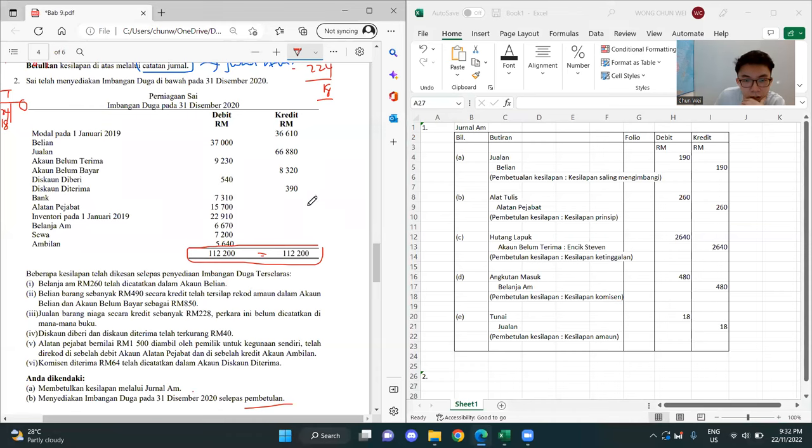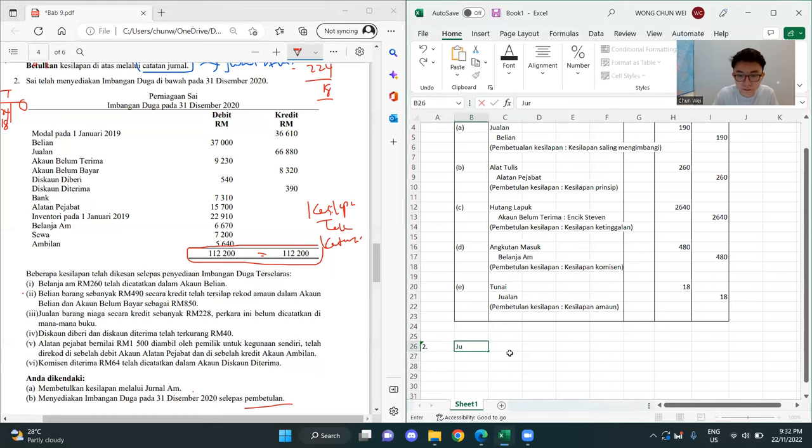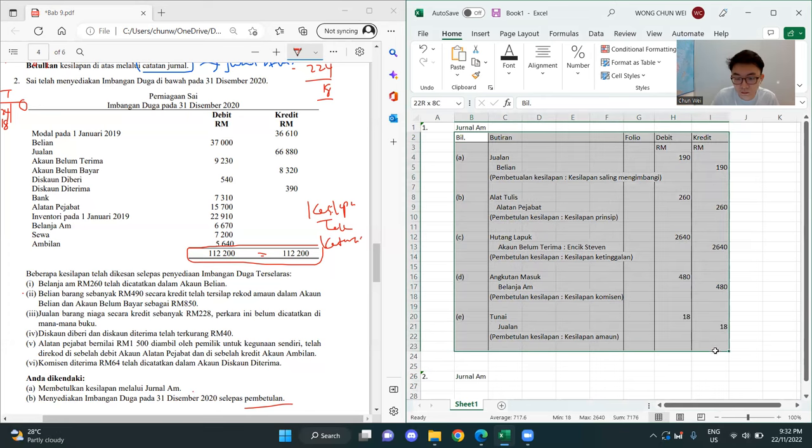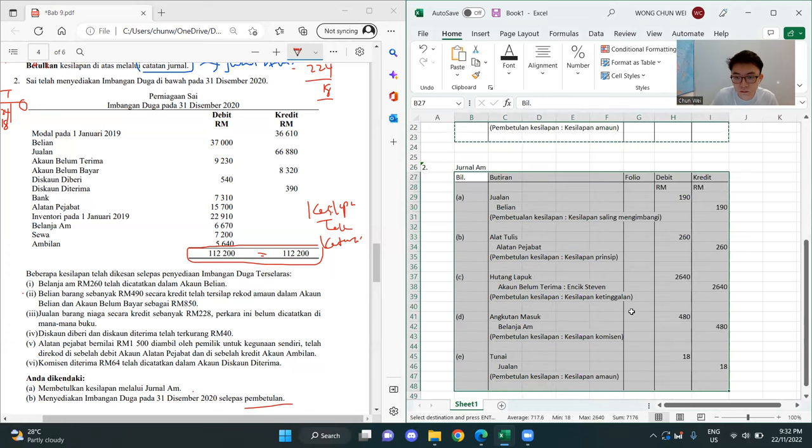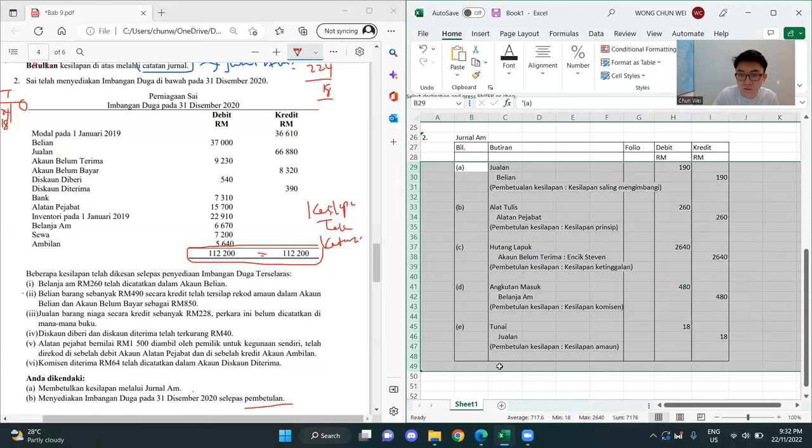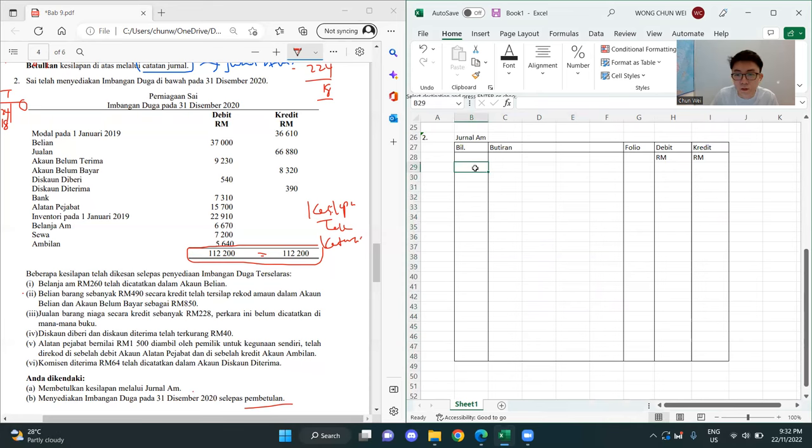So if this is the same, maksudnya, there is a kesilapan tak ketara. Alright, this is a kesilapan tak ketara. Okay, now, let's see. We have to do the general am for each one by one lah. Alright, 1, 2, 3, 4, 5, 6. Six of them. Okay, so general am. Okay, so start from the first one.